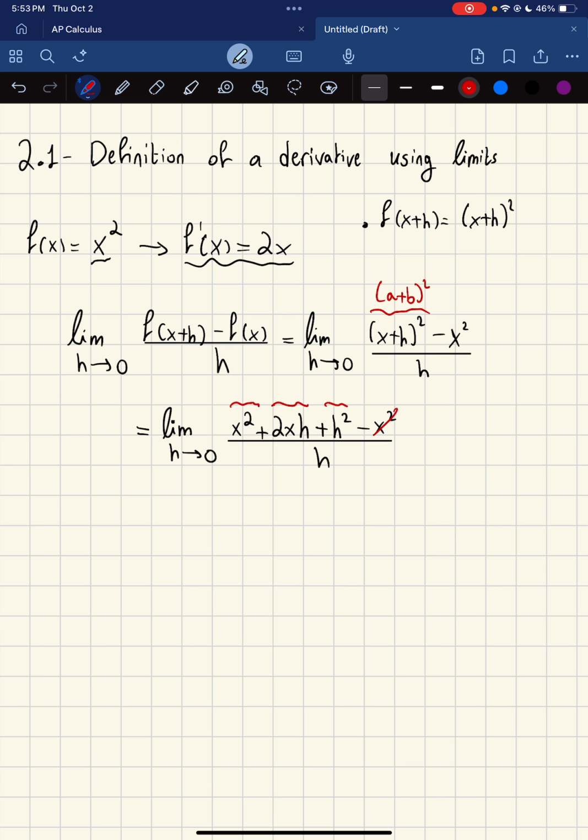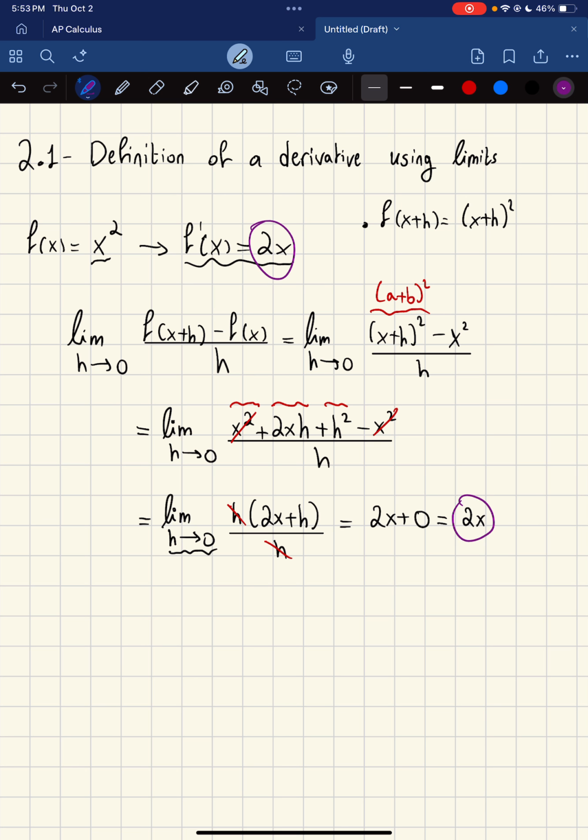Now, x squared minus x squared are going to go, and then you're going to take h as a common factor. So limit as h is going to 0, h times 2x plus h remaining over h. Then you can cross the h with the other h and replace the remaining h with 0. So you will have 2x plus 0, which is 2x. As you can see, the derivative is the same.